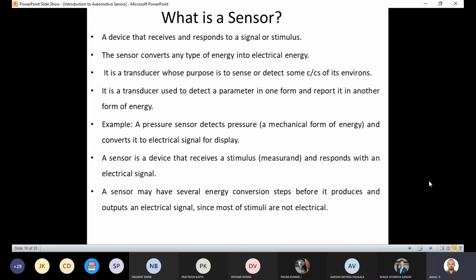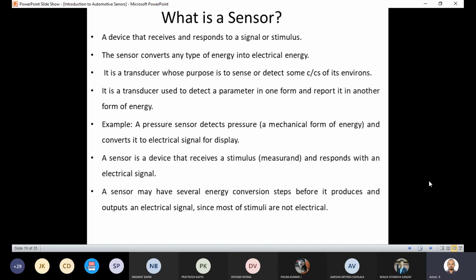So the sensor converts any type of energy into electrical energy. So it is a type of transducer also. Transducer is nothing but converting one form of energy into another form. But a sensor measures any kind of physical signal and converts it into another form. For example, temperature is a physical change, and converting the temperature signal into an electrical signal means it has an integrated transducer as well.